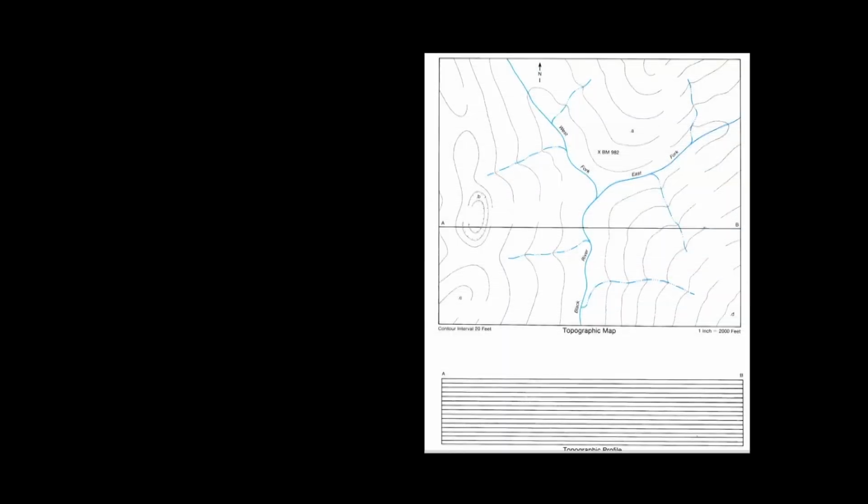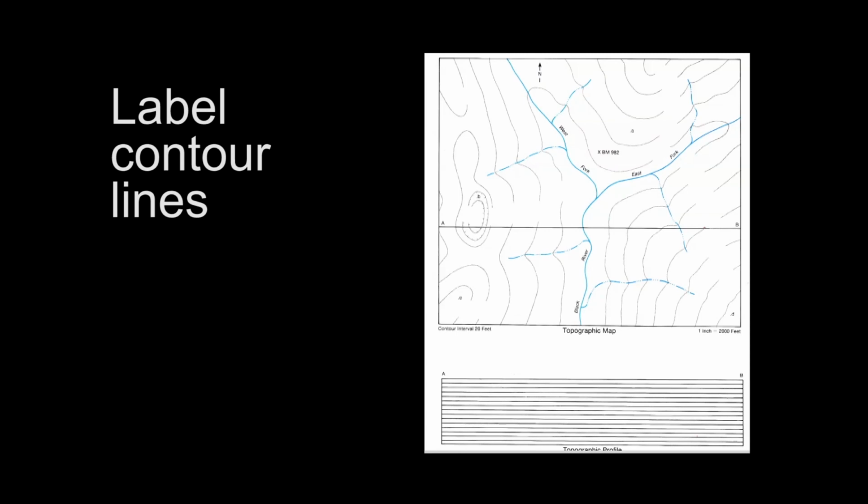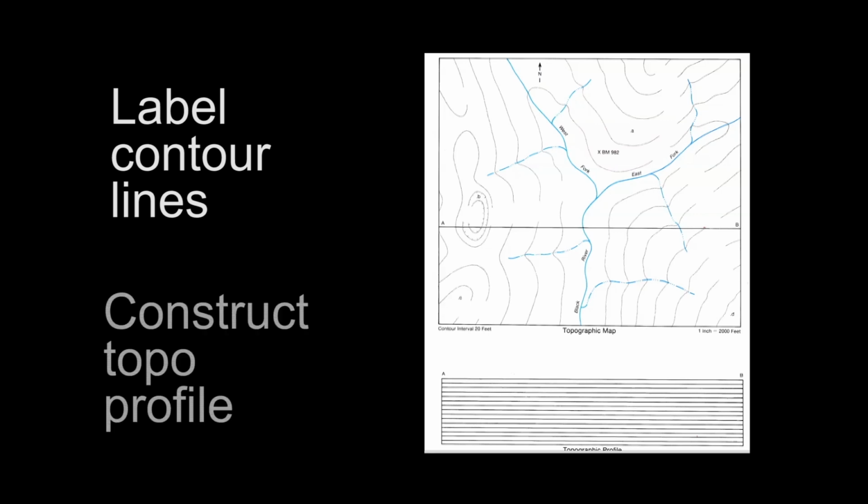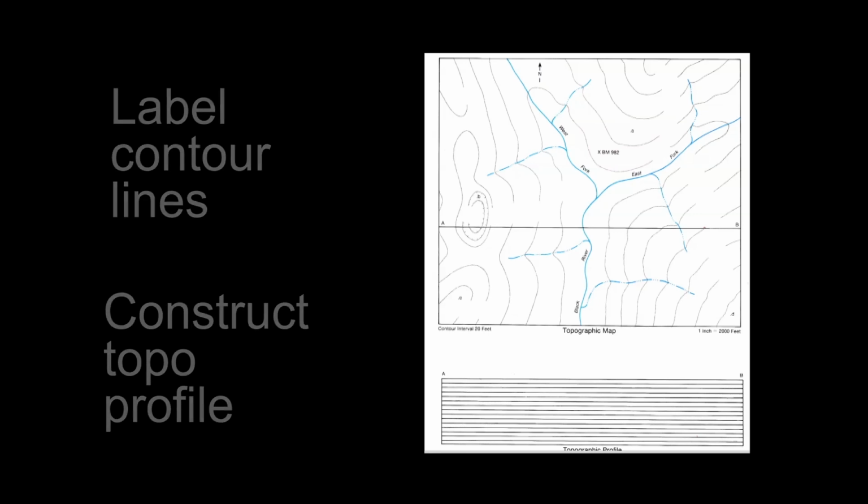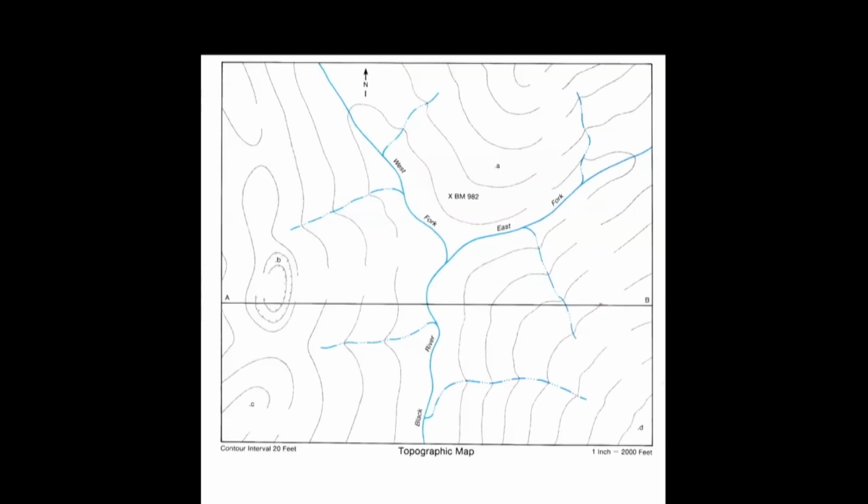Another job in your topographic map lab is to construct a topographic profile. This demonstration video will walk you through those steps. Another task you have in the topographic map lab is to label contour lines that have already been drawn on a map and then construct a topographic profile across that map. So the map that we're looking at now has already been contoured, but there are no numerical values on it.